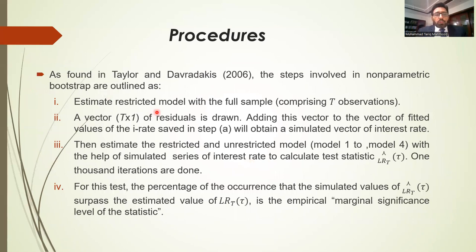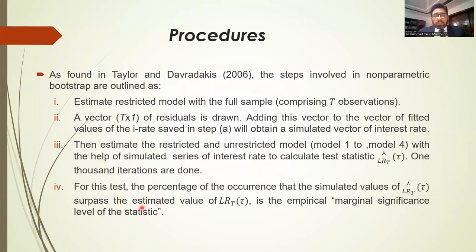Similarly, we would do, following Taylor and Dakis, that the restricted model is estimated with the full sample, then a vector of the residuals is drawn, adding this vector to the vector of fitted values of the interest rate saved in step one. In this step, we obtain a simulated vector of the interest rate, then estimate the restricted and unrestricted models 1 to 4 with the help of the simulated series of the interest rate to calculate the test statistic tau.